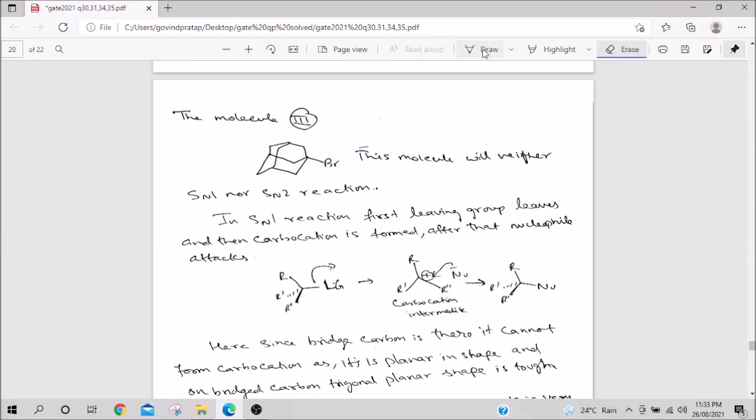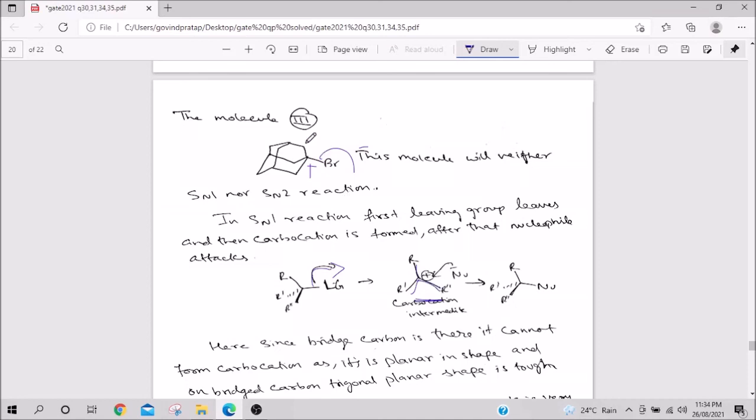If SN1 has to happen, imagine if some leaving group was there. If this leaving group leaves here, you should get a positive charge here, right? Now a positive charge on this carbon is very, very tough due to the famous rule called Bredt's rule. Why? Because when a leaving group leaves, you get a carbocation. What is the hybridization of the carbocation? sp2 hybridized. What is the shape? Trigonal planar.